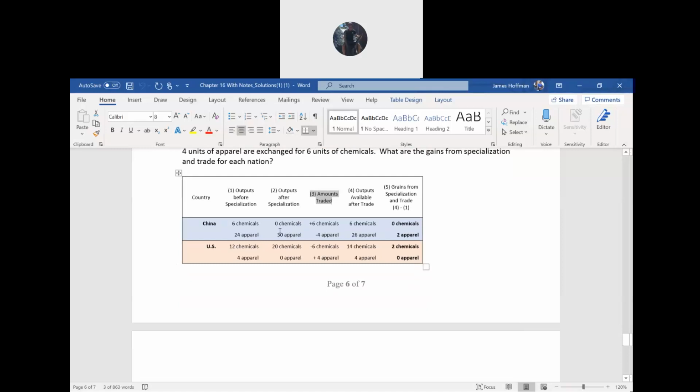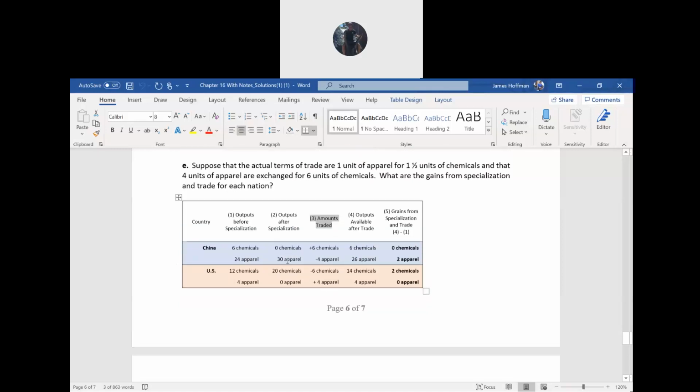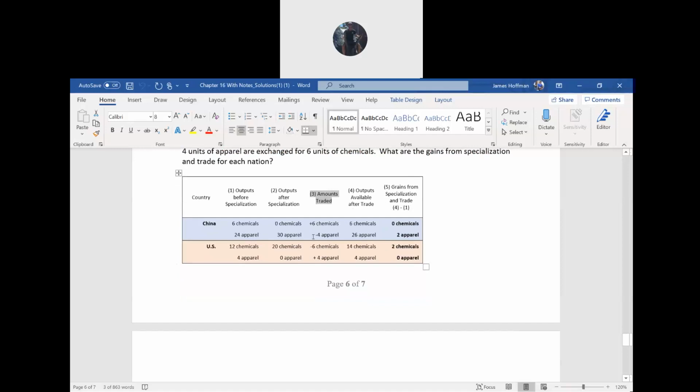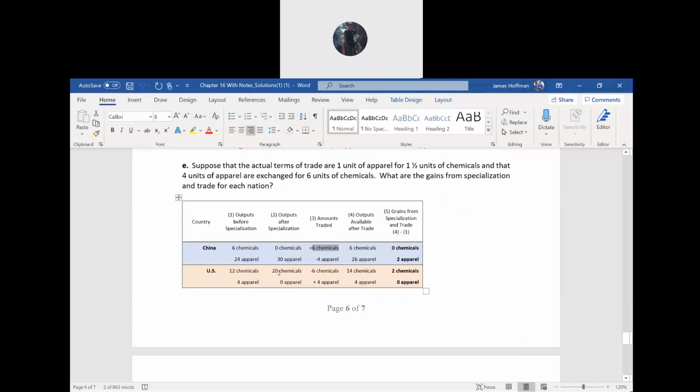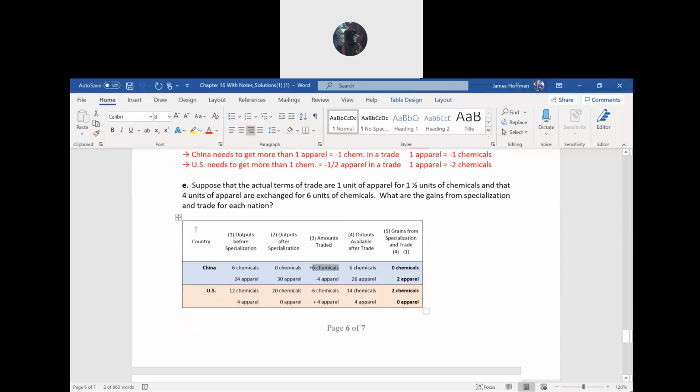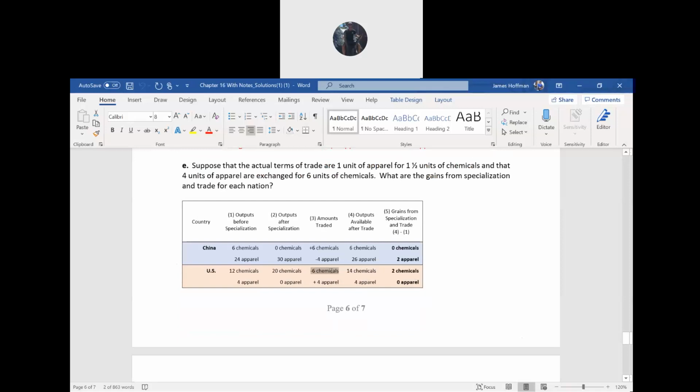specializes in apparel, 30 and 0, and they're going to trade 4 units of apparel and get back 6 chemicals. So there we go, minus 4 apparel, they gain the 6 chemicals. And the opposite is true for the US. They have the chemicals, which means they're going to trade the 6 chemicals and get back 4 apparel. So they lose 6 chemicals, and they get the apparel. All right, so here's the trade.